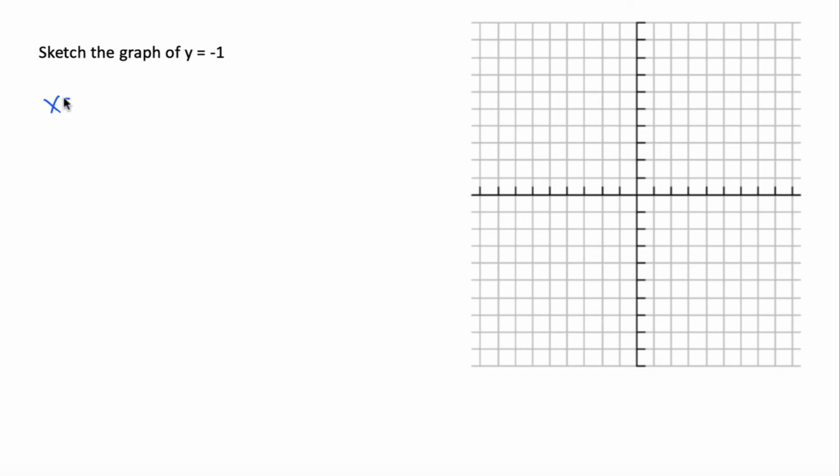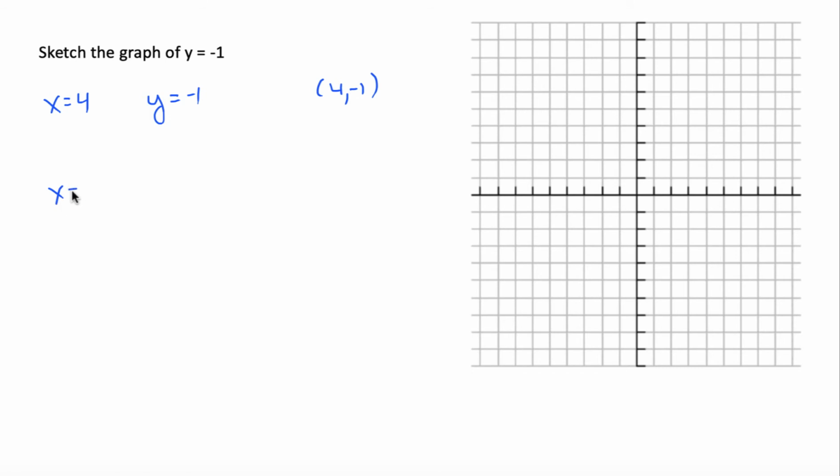Let's say x is equal to something like 4. So you're thinking, well, wait a minute, there's no place for me to plug in x is equal to 4. So what does it mean? It means that no matter what x is equal to, y is always going to equal -1. So if we pick x to equal 4, then that ordered pair will be 4 comma -1.